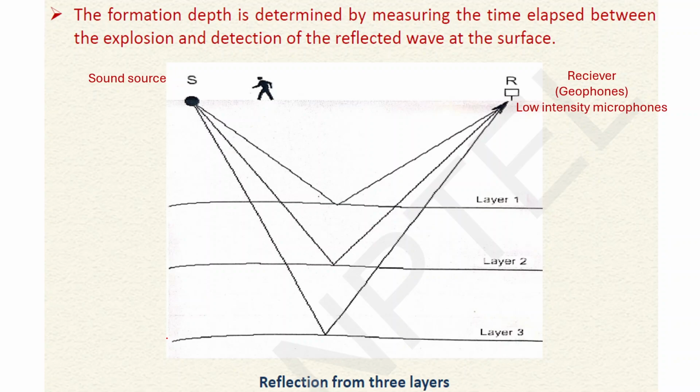We can get the depth from how much time that reflected signal takes to come back. We can measure that, and by that measurement, we can determine the exact location of our crude oil, of our reservoir rock, basically.